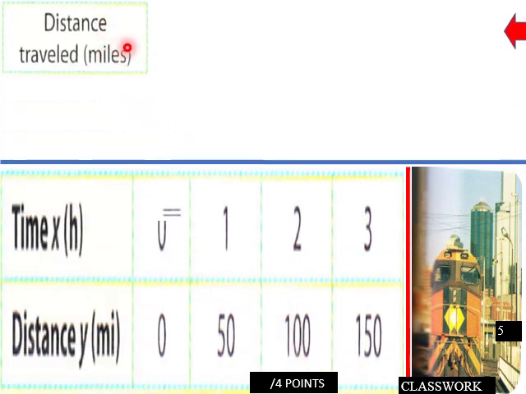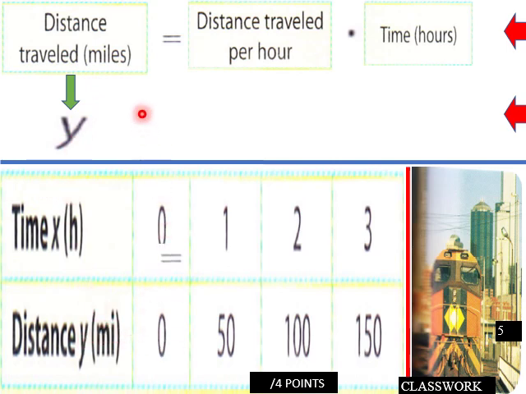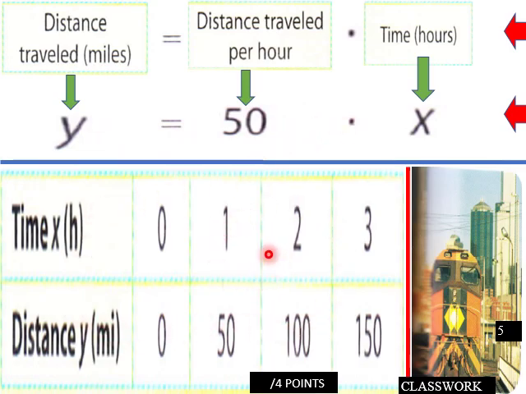So distance traveled in miles equals distance traveled per hour times time in hours. That is how you determine distance. In this situation, y is our dependent variable. Y equals distance traveled per hour, which is 50 miles, times time, which is x. So here y equals 50x. It would describe this table here.